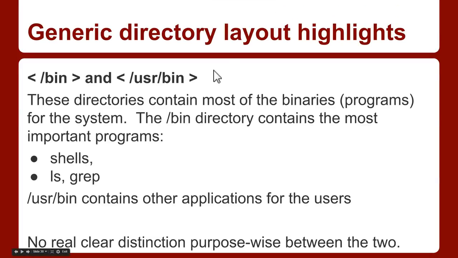/bin and /usr/bin usually contain most of the binaries, so when you run an application, this is where the machine code will be stored for it. And the /bin directory contains the most important programs typically for a system, such as the user shells, file system tools like ls, regular expression tools like grep.